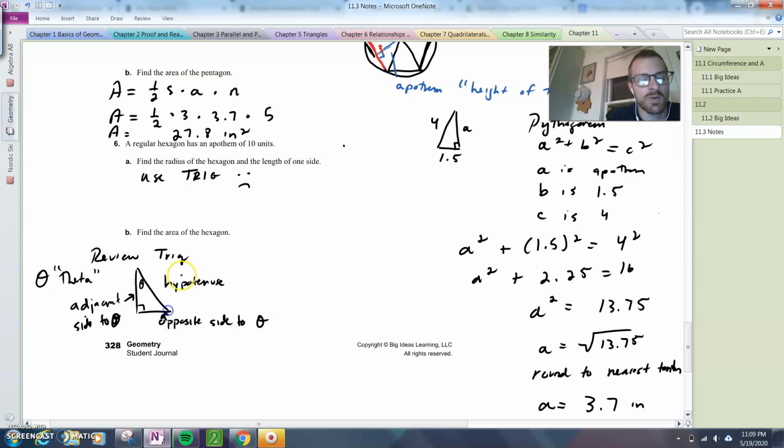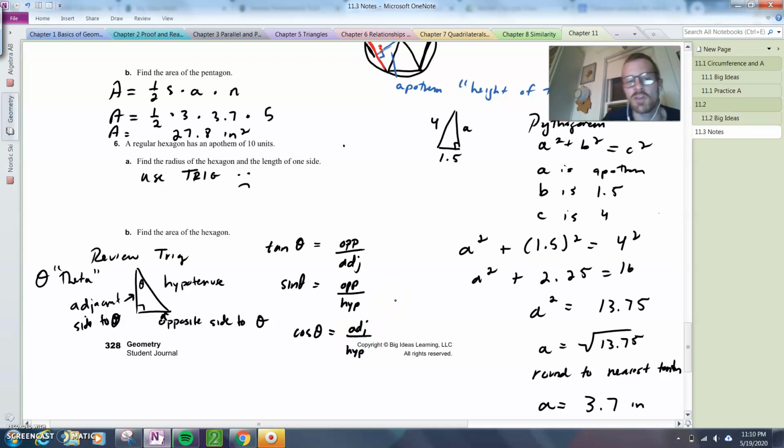And that's important to know for our trig ratios, because if I'm talking about the tangent ratio of theta, then I'm talking about the opposite side, that length, over the adjacent side. If I'm talking about the sine of theta, I'm talking about the opposite side over the hypotenuse. And if I'm talking about the cosine of theta, I'm talking about the adjacent side over the hypotenuse.